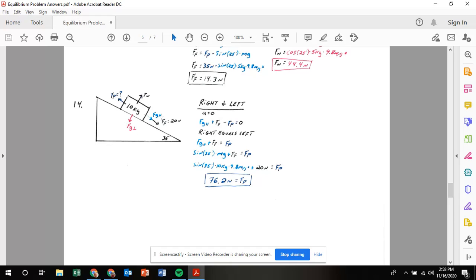But right equals left, gravity parallel plus friction, here they are, equals force of push to the left. Solving force of push, I don't have any algebra to do. Gravity parallel is the sine of the angle times mass times 9.8, so that's 10 times 9.8, plus friction, which was given at 20. Add those two together, and you find the force of push is 76.2 newtons.